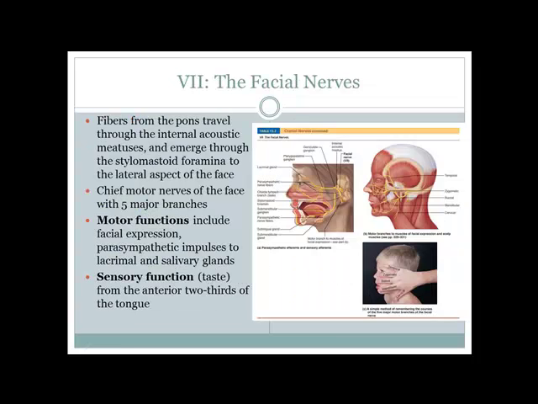Next one is your facial nerve. The facial nerve is going to have 5 major branches. I remember it as, look at this hand on this little boy's face. You get temporal, zygomatic, buccal, mandibular, and cervical branches. I remember it as the zebra bit my cheek. So with its motor functions, it will help out with facial expression and parasympathetic impulses for your salivary glands and lacrimal glands. And for the sensory function, it will do taste to the anterior 2/3 of the tongue.